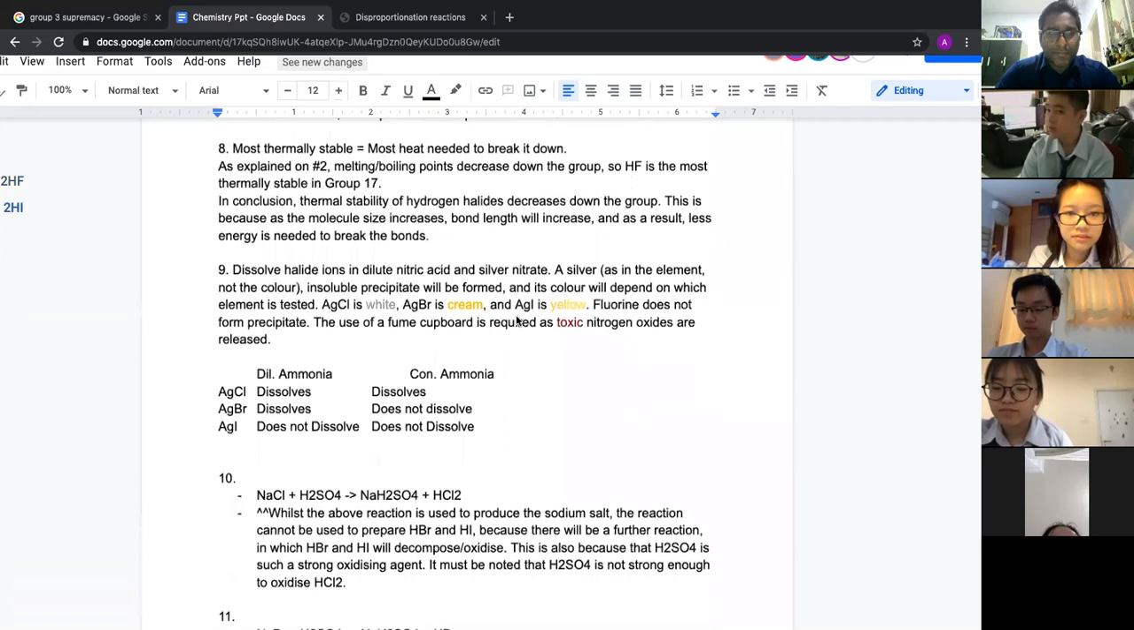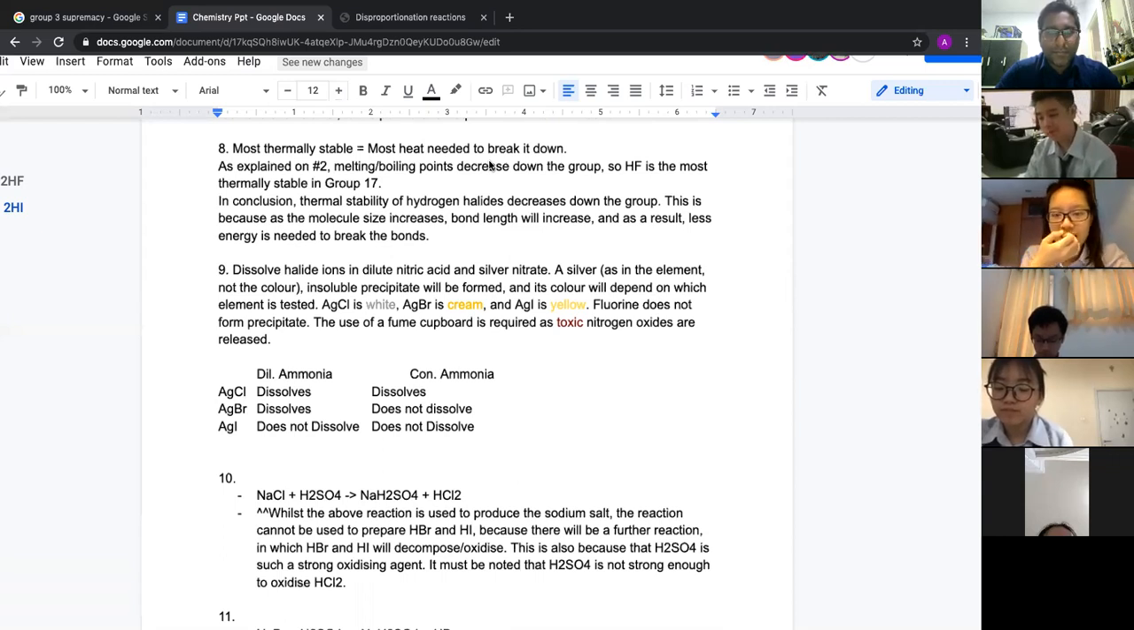Number 8. By stable, it means the more heat you need to break it down. As explained in number 2, melting and boiling points increase down the group. So HF is the most thermally stable in group 17. In conclusion, thermal stability of hydrogen halides decreases down the group. This is because as the molecule size increases, bond length will increase, and as a result, less energy is needed to break the bonds.